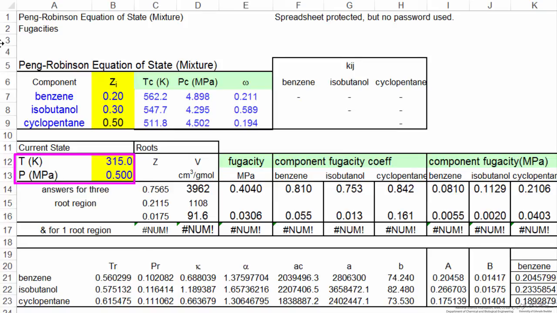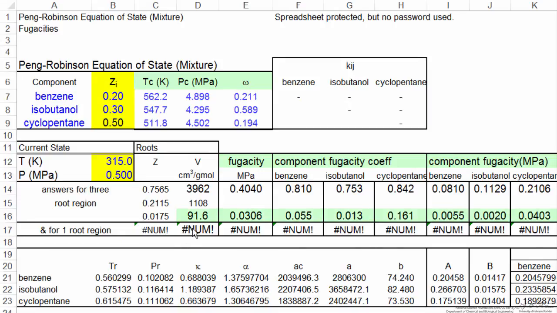I could go into that spreadsheet and copy and then paste these values here. We're at 315 Kelvin, and I have a pressure of 0.5 megapascals. I could certainly make this lower and still be in the liquid phase, and we'll look at that. And so we're interested in liquid phase fugacities. So let me highlight the liquid region, and then let's talk about that.